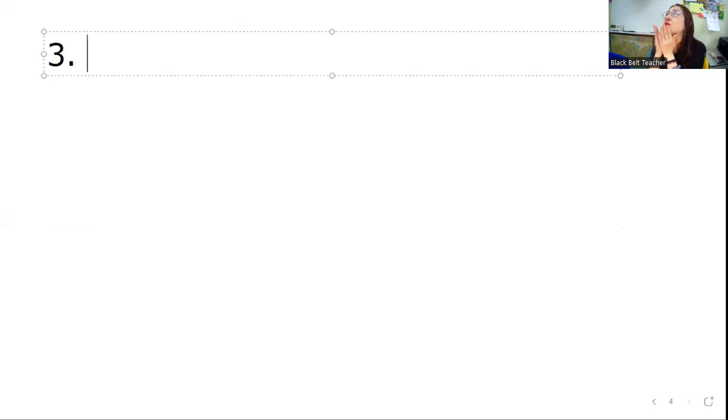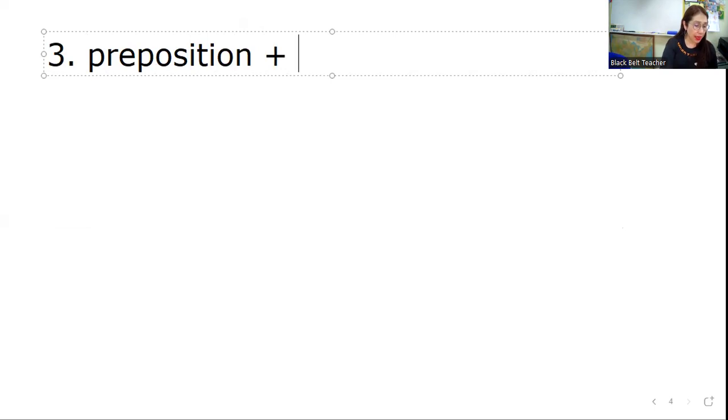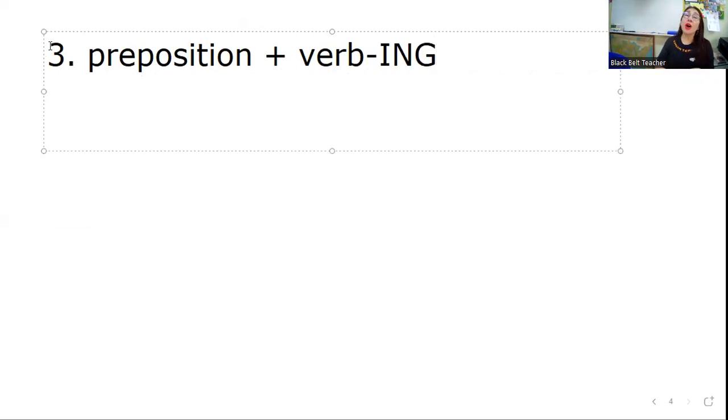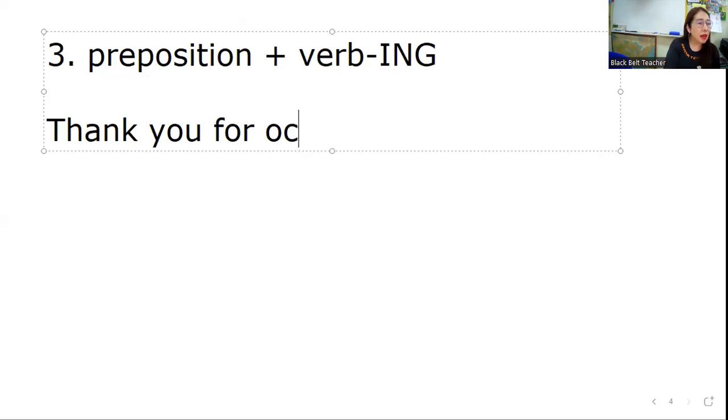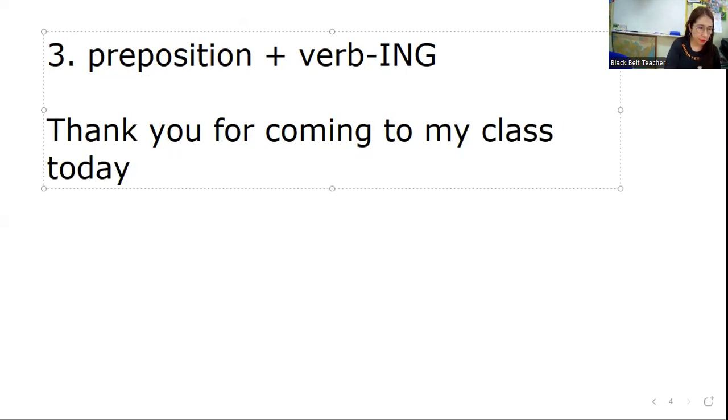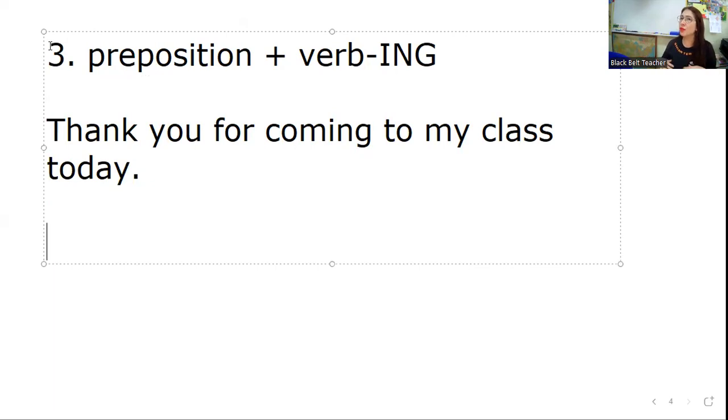Number 3, with ing usage, we have to use ing when we have a preposition in the sentence, and right after we have a verb, that verb demands ing. It's not a matter of choice. It's not like sometimes you may use ing, sometimes you just skip it. No, if you are skipping it, you are making a grammar mistake. So, for example, I can say, guys, thank you so much. Thank you for coming to my class today. Thanks for calling me. Thanks for inviting me.